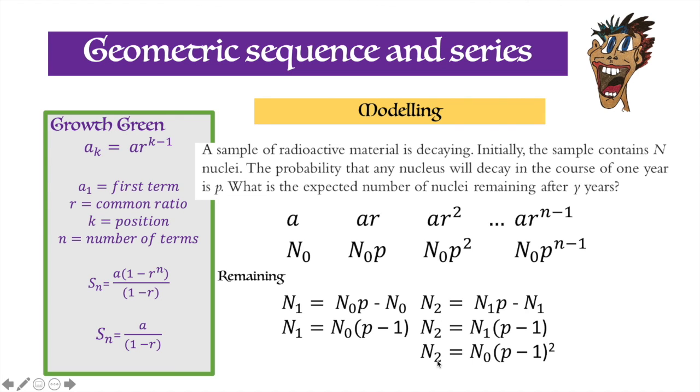Now you should notice the year here and that power correlate. They're the same. So therefore, after Y years, I can work out that it's N subscript 0, bracket P minus 1, all to the Y.